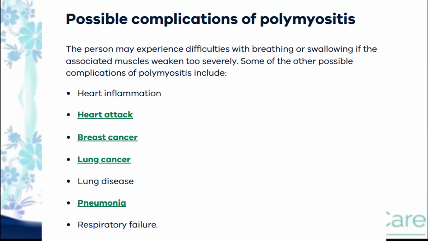Then there are some complications that come with polymyositis. Again, it's just due to the inflammation, right? So inflammation of the heart can lead to myocarditis, MIs, right? And they are also associated with malignancies and lung diseases, due to the poor functioning of the respiratory muscles. They can have pneumonia or fluid collection within the lungs, leading to various lung diseases, right?